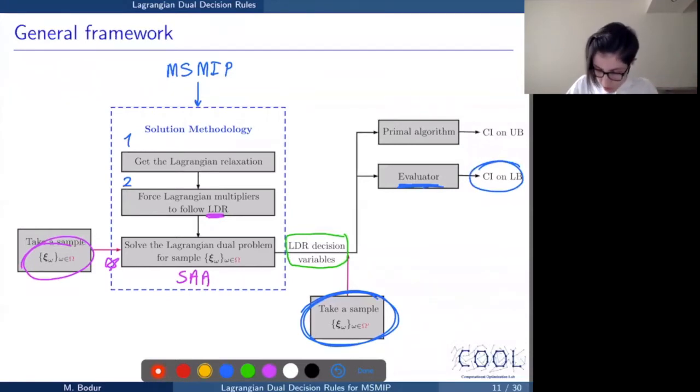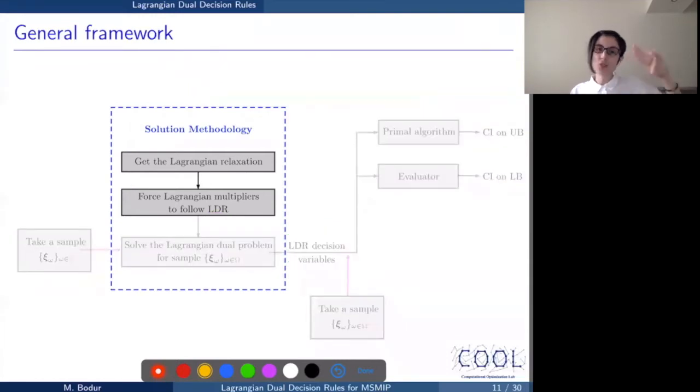I will also introduce today two types of primal algorithms that we came up with that are all guided by these LDR decision variable outputs. Through those, in a rolling horizon framework, we will again evaluate our potential future scenarios, and we will also build a confidence interval on an upper bound on the true optimal objective value of our multi-stage problem. So this is our full picture. Next, I will tell you more about these two particular duals that we will use in this Lagrangian framework.